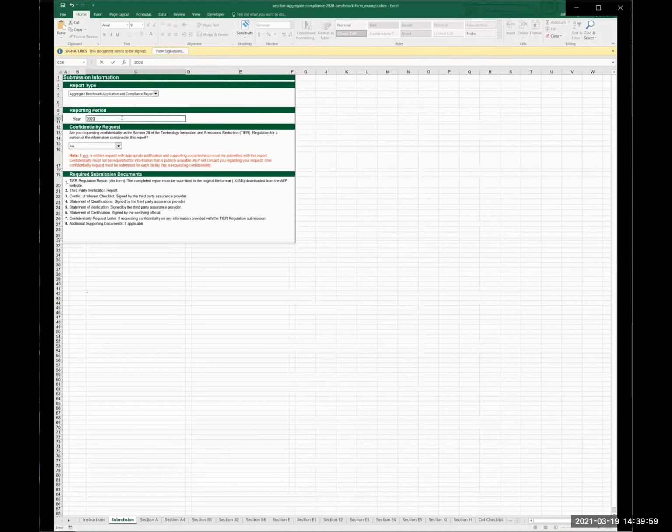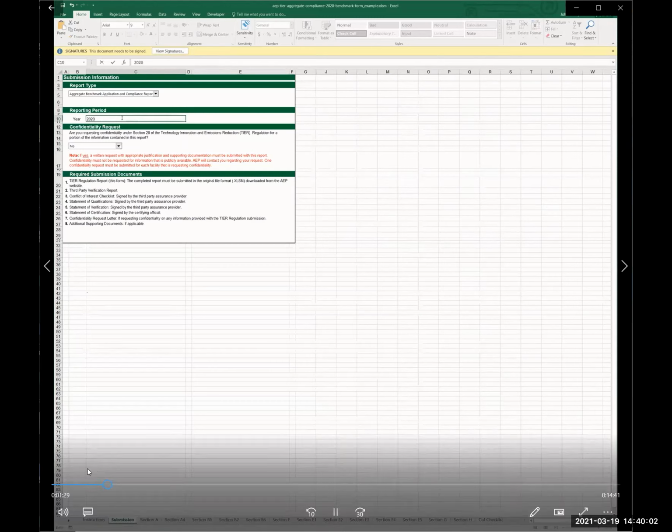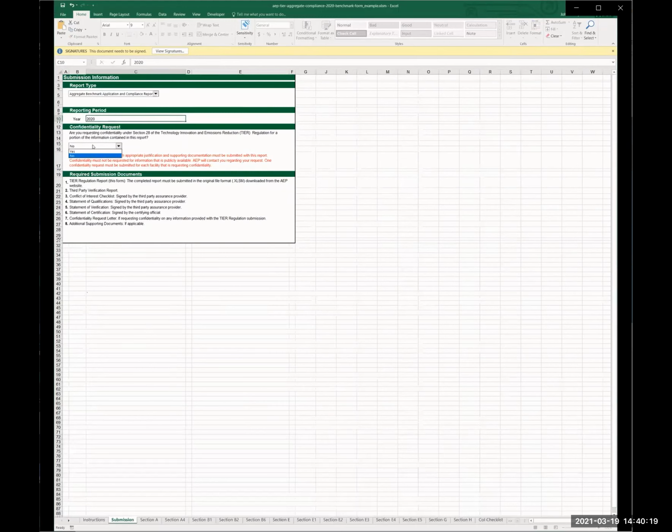If you believe the information you are supplying on the compliance form meets the threshold to be considered confidential under Section 28 of the regulation, please indicate yes under the drop-down menu and supply a letter with your submission detailing which information meets that threshold and how it qualifies. Information is also supplied on this tab about documents which should accompany your form, as well as record retention requirements. Please note our preference is that the Statement of Certification tab be signed electronically and submitted as part of the compliance workbook.